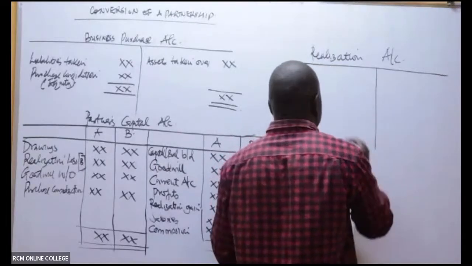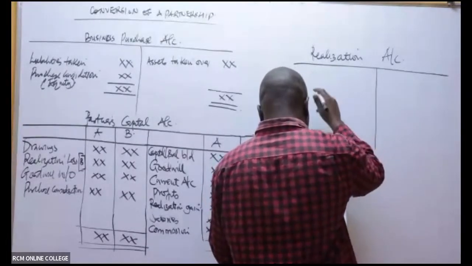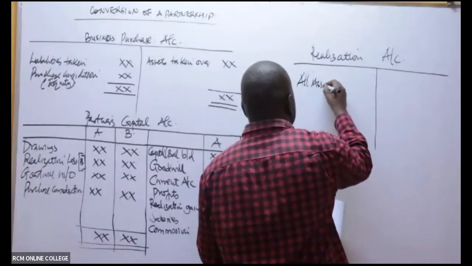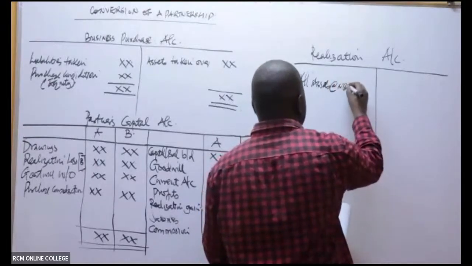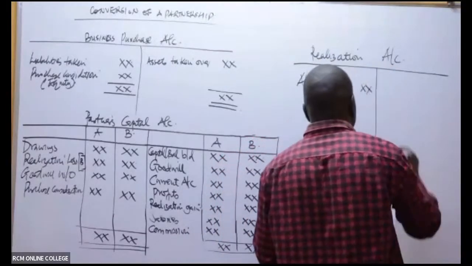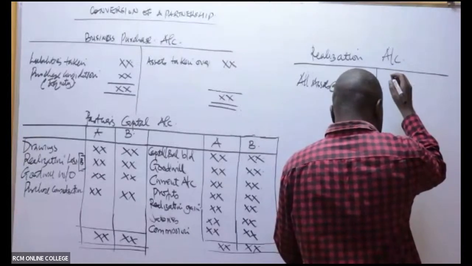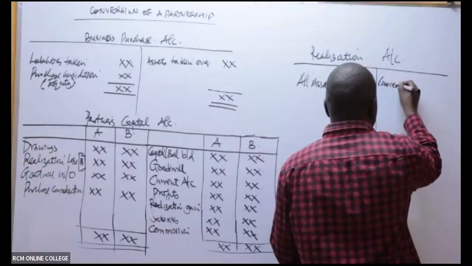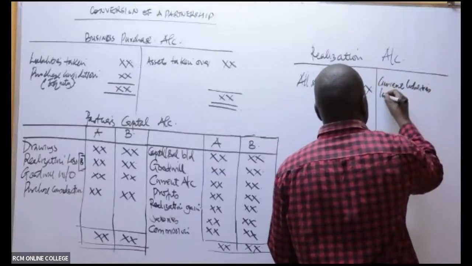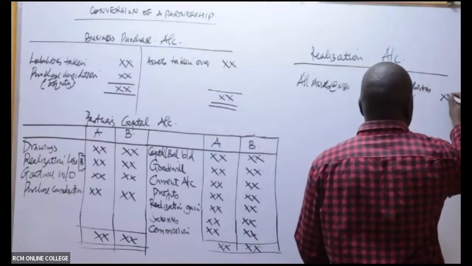So on the debit side of the realization account, all assets at net book value will likely be debited. Then all liabilities, all the current liabilities taken over, will also be credited there.